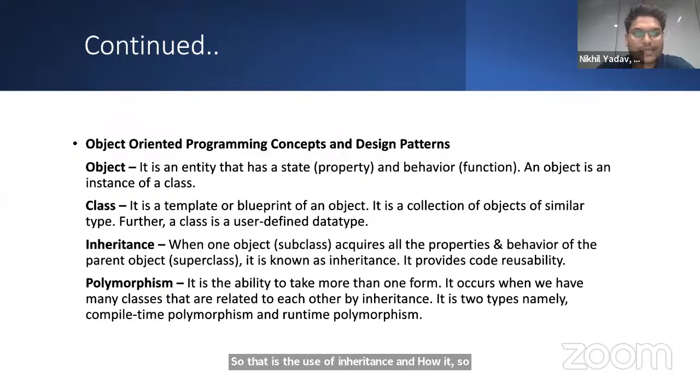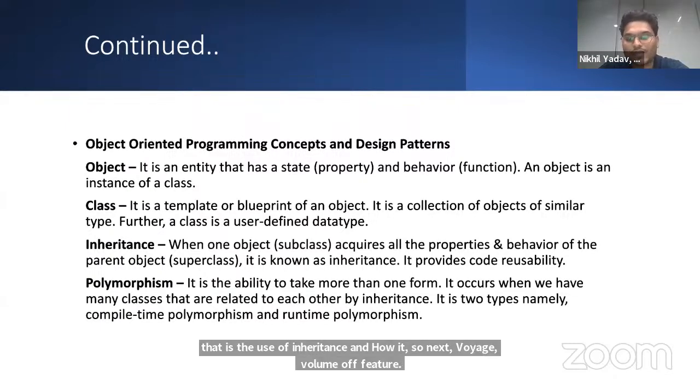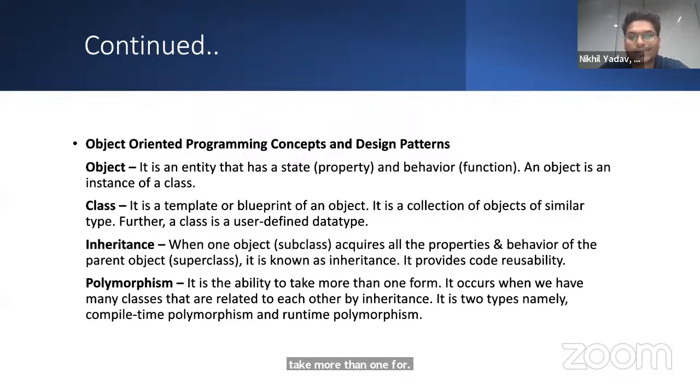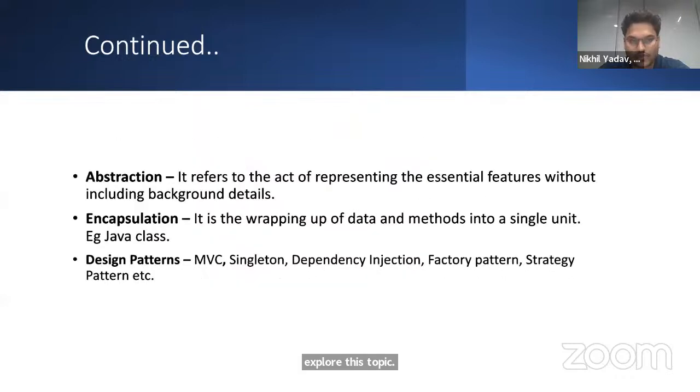The next point is polymorphism. What is polymorphism? It is the ability to take more than one form. It occurs when we have many classes that are related to each other by inheritance. It is of two types, namely compile time polymorphism and runtime polymorphism. You can explore this topic on the internet. I'll cover a brief about only these topics.